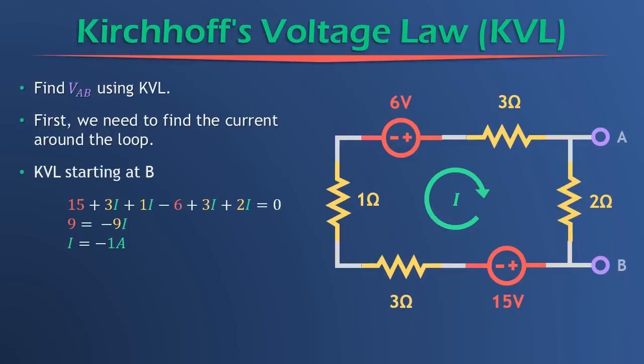So now we want to find VAB. How can we find VAB? Well, of course, very easily. We know that V equals IR, and so we just multiply the current times the resistance in which AB is across, and AB is across this 2 ohm resistor here. So we do VAB equals -1 amps times 2 ohms, and we get that VAB would be -2 volts from A to B, which is the same thing as +2 volts from B to A.